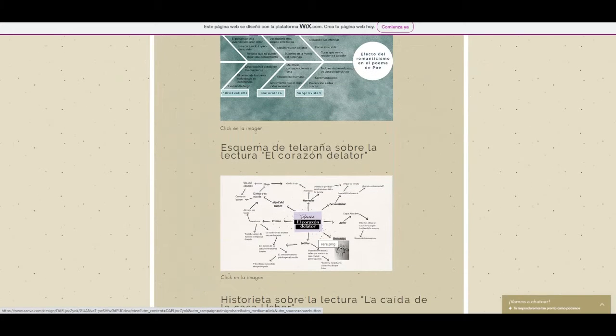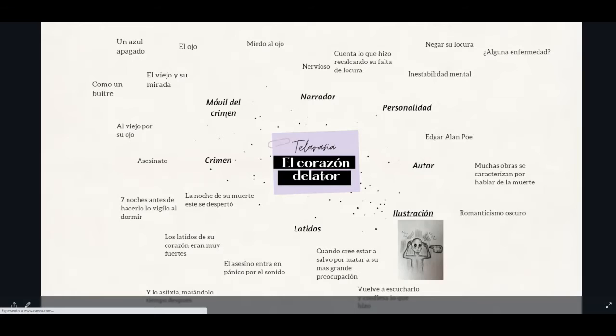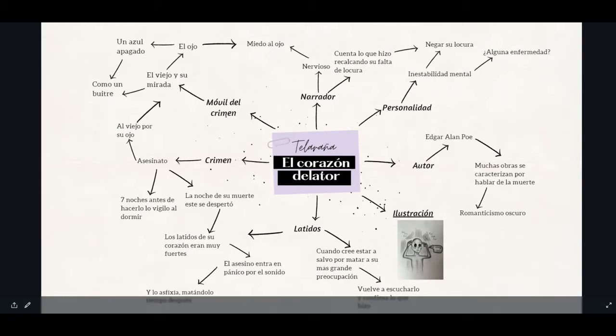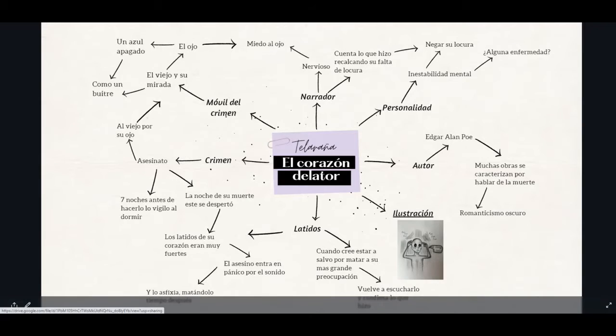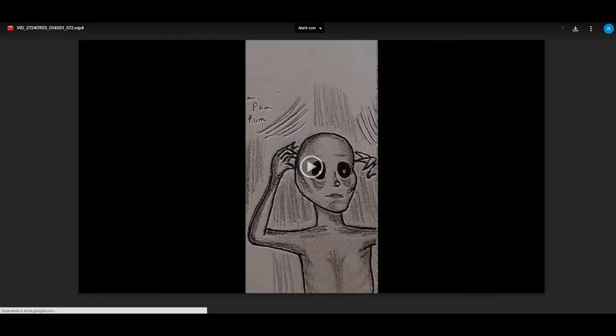The next scheme is a spider web scheme, and is about the story of The Tell-Tale Heart by Edgar Allan Poe. The first link that I chose is a drawing that I did. I'm trying to express the feelings of the principal character of the story. The other link that I chose is a video about the same drawing.